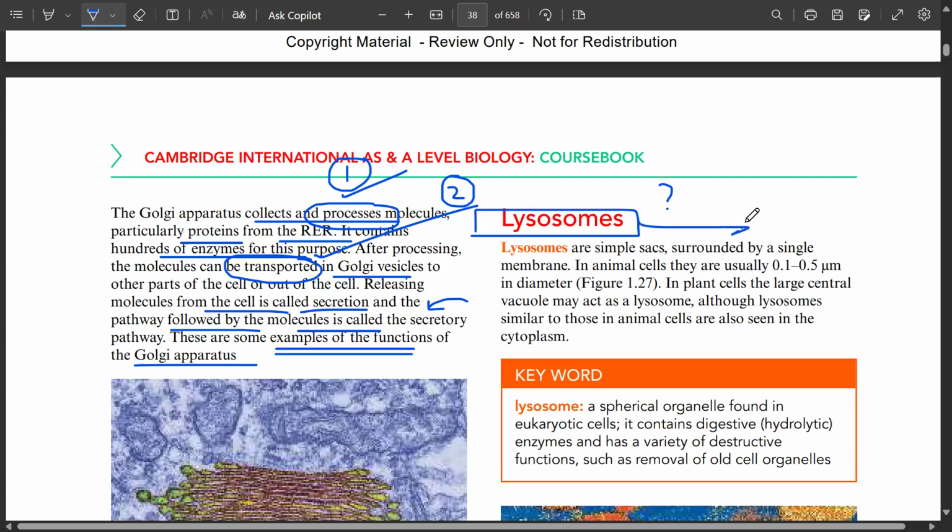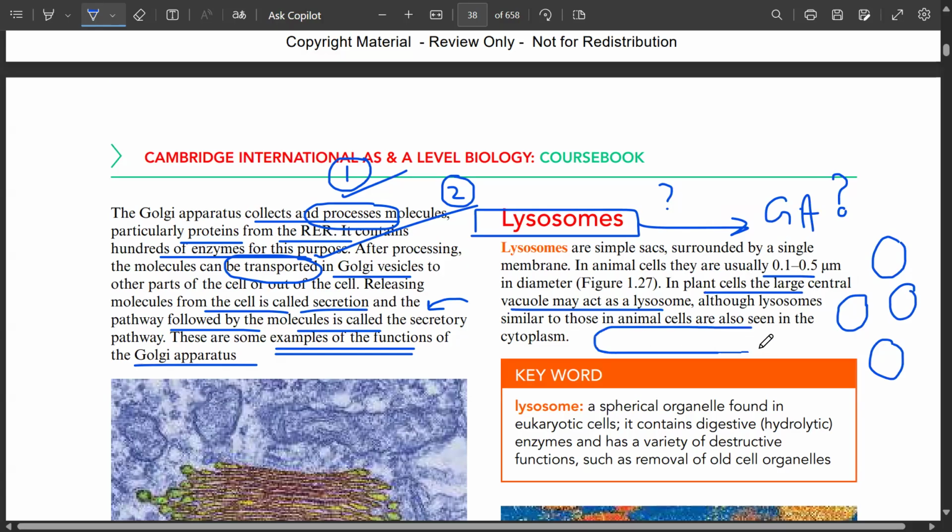Now, lysosomes were produced by the Golgi apparatus. What are these? Simple vesicles. This is a lysosome. These are all lysosomes present in a cell, and they have 0.1 to 0.5 micrometer diameter. They are also in plants, as the central large vacuole may also act as a lysosome. These lysosomes are just vesicles. In plant cells, it's one large vesicle. In animal cells, there are numerous small vesicles, and they are present where?